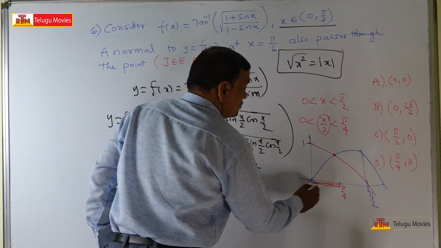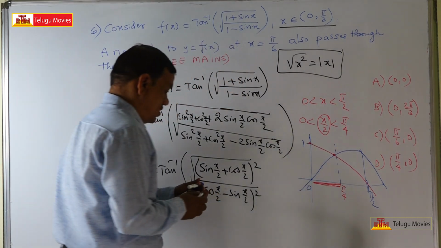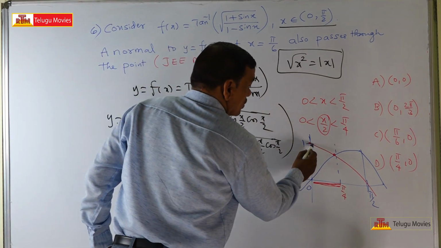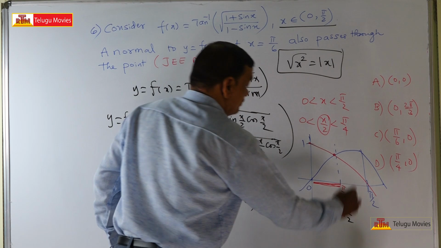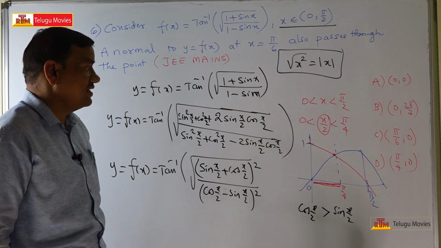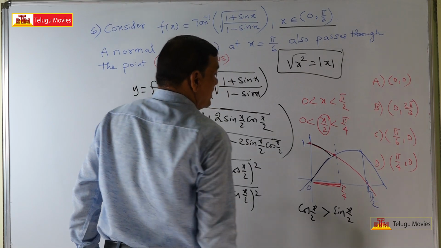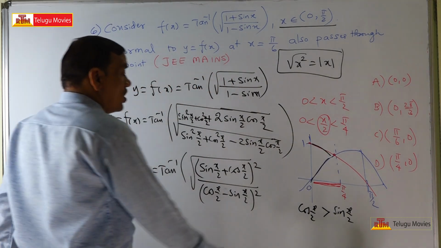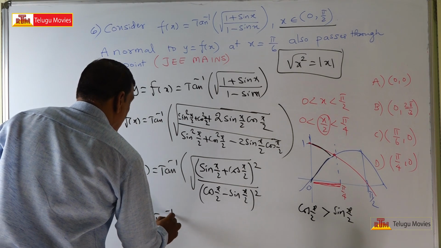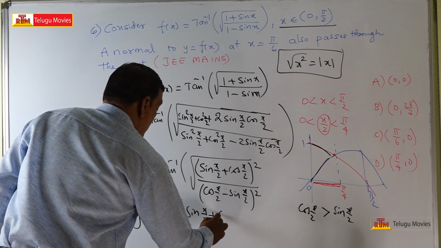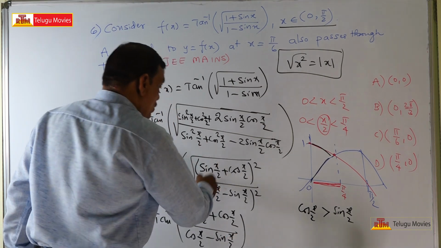From 0 to pi by 4, if you observe here, this is the cos x by 2 graph and this is the sin x by 2 graph. Cos x by 2 is greater than sin x by 2. Therefore cos x by 2 minus sin x by 2 is greater than 0. So on the whole you get y is equal to tan inverse of (sin x by 2 plus cos x by 2) by (cos x by 2 minus sin x by 2), and in total this is a positive quantity.